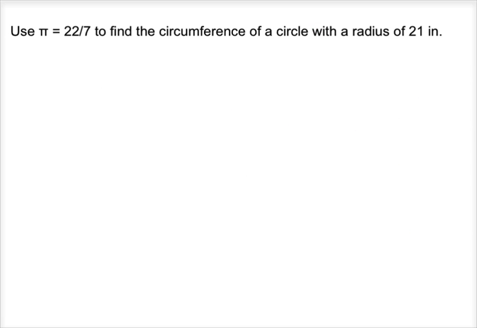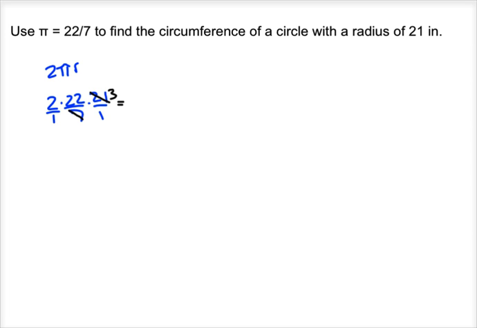Use pi equals 22/7 to find the circumference of a circle with a radius of 21 inches. Well, I know if I want to find the circumference, it's 2 pi r, and it's telling me to use 22/7 for pi. So if I start to substitute it in, I have 2, pi is 22/7, and the radius is 21. And if I go through here, I notice that I can do some reducing. 7 goes into 21 3 times.